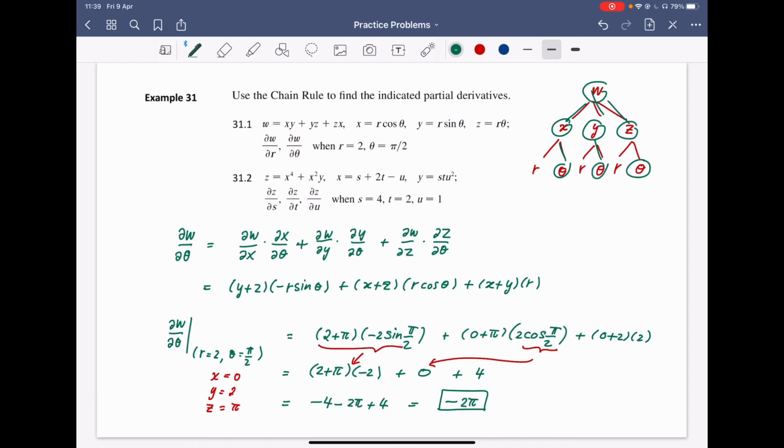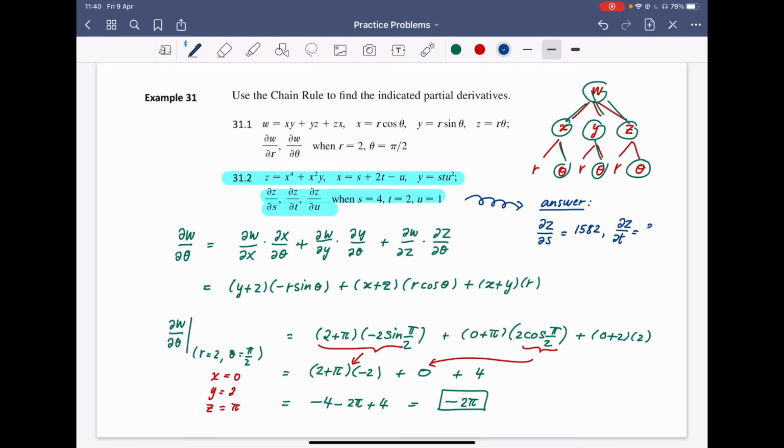So I'm going to skip question 31.2, but I will give you the answer. If you want to check the answer, here it is. Question 31.2, which I highlight in light blue here. The answer for this question is the derivative of C with respect to S, which is 1582. Differentiate C with respect to T.